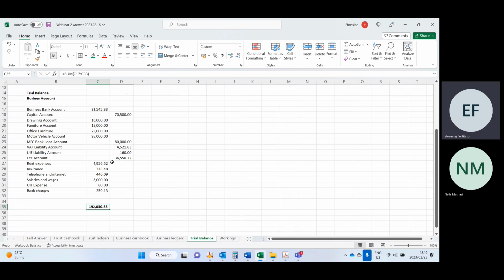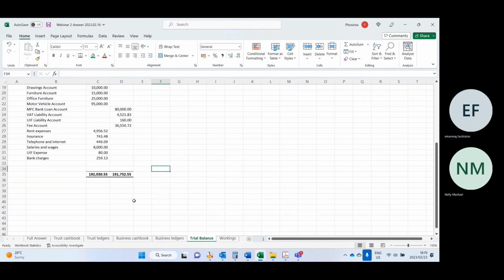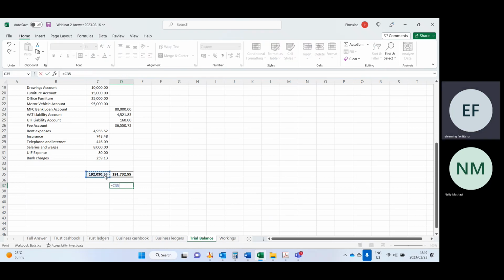And then we want to see if we are balancing. If we are not balancing, it means we have done something wrong. Like in this case, we are not balancing, which means something went wrong somewhere. Why are we not balancing? Our difference is because of the bank charges.